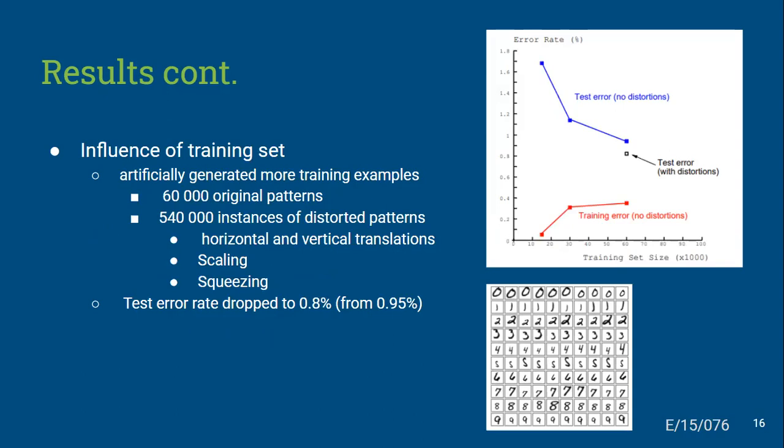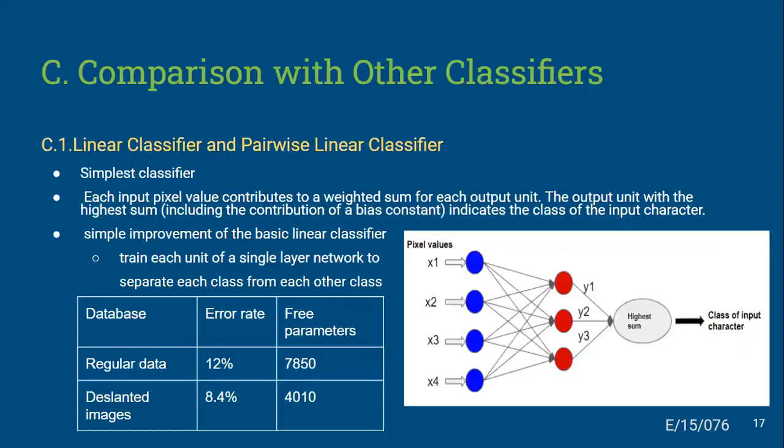Let's talk about the training set size effects on the performance. They trained the network with various sizes of training examples. According to this plot, it is clear that even for specialized architectures such as LeNet 5, more training data would improve the accuracy. Let's talk about the classifiers and results.